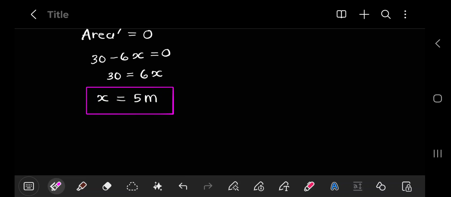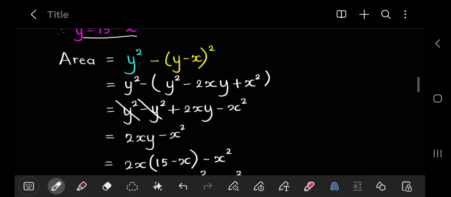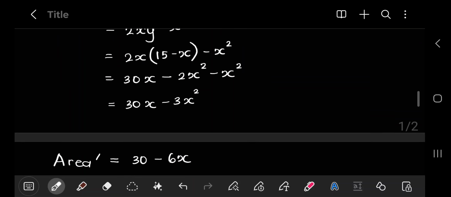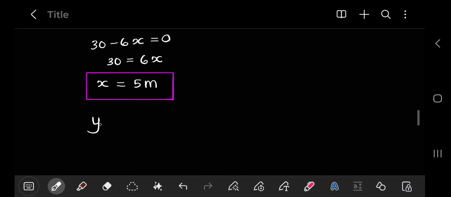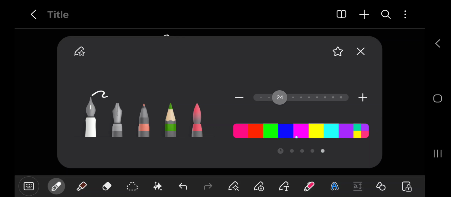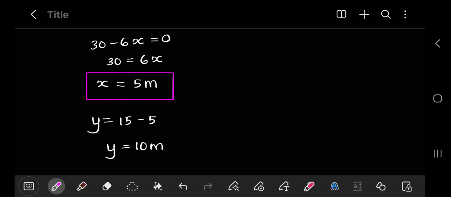Now we need to get the length of y, and if we go up, y was 15 minus x. So y is going to be 15 minus x, which is 5. Therefore, y is 10 meters. So here are the values of x and y that cause the area of this veranda to be a maximum.